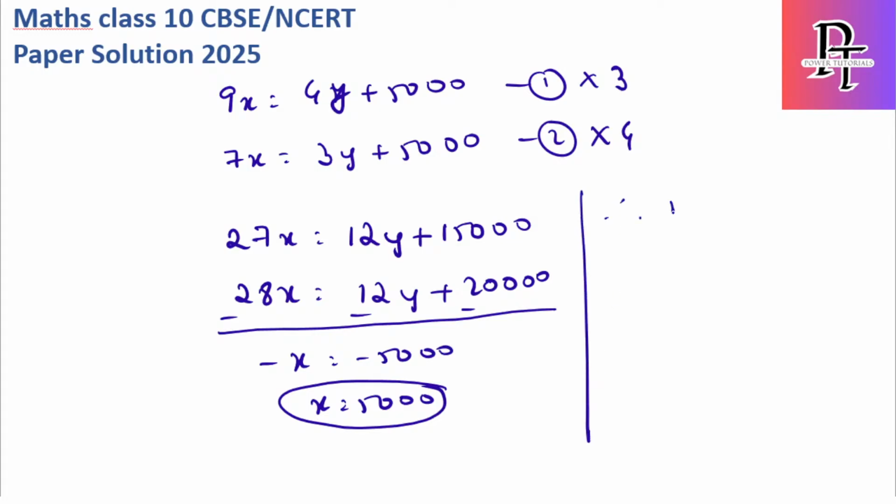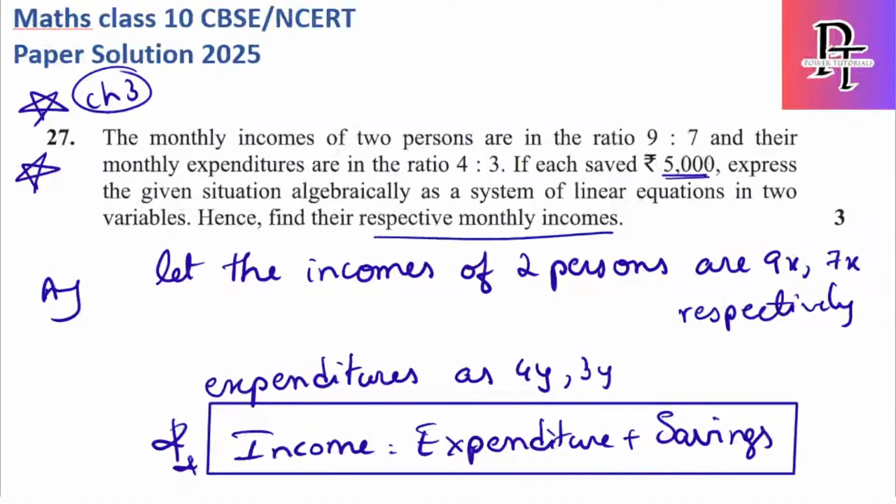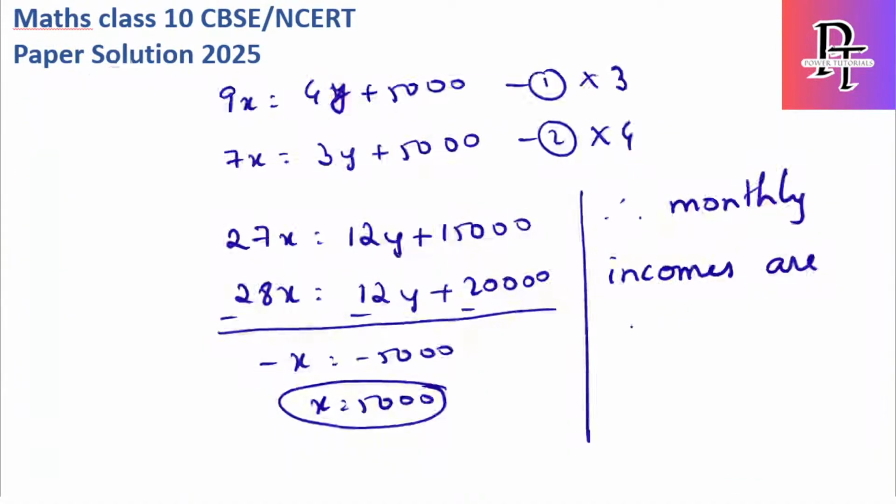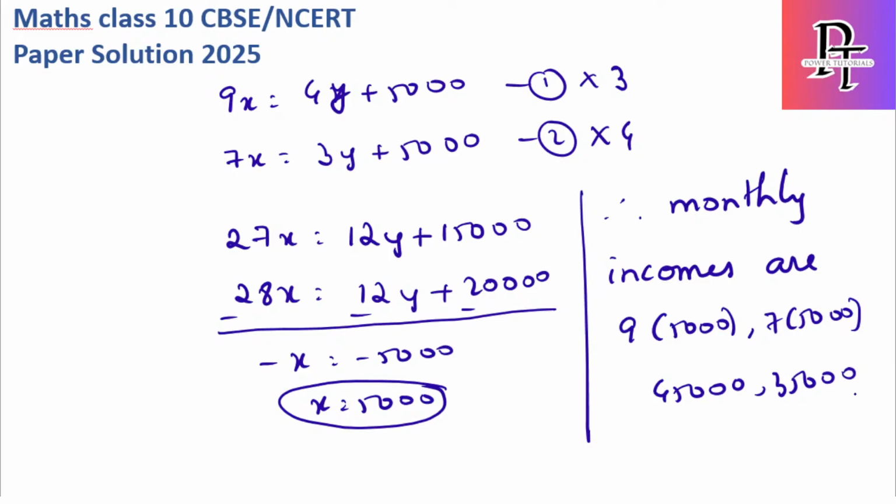Therefore, the monthly incomes are, what are the monthly incomes? Monthly incomes are 9x and 7x. So it is 9 into 5,000 comma 7 into 5,000, which is 9 5s are 45,000, the income of the first person, and 35,000 is the income of the second person.